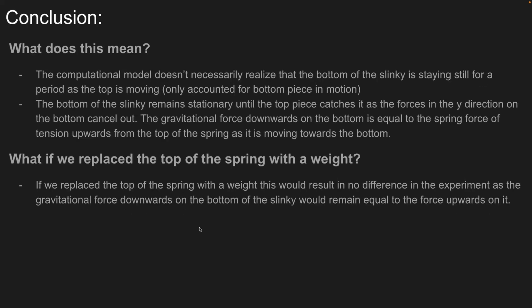So what does this all mean? Basically the computational model doesn't really understand how the top of the slinky is moving until the bottom hits, because I'm only really accounting for the bottom there. And like I was talking about earlier, the bottom of the slinky remains still until the top hits it. So what if we replace the top of the spring with a weight?